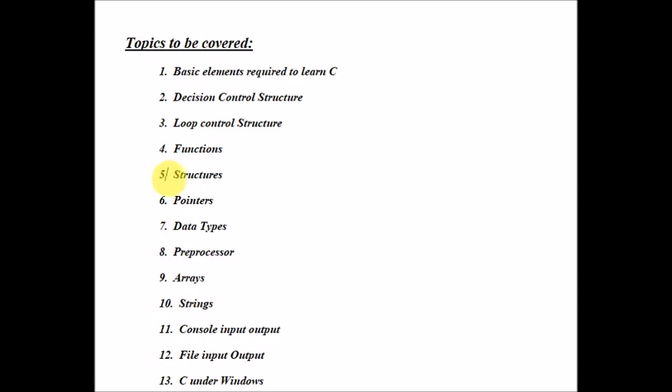The fifth topic I'll be covering will be structures. What is a structure, its importance and usage. I will cover all these points in my next session.